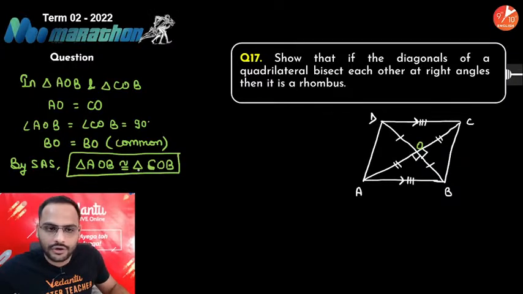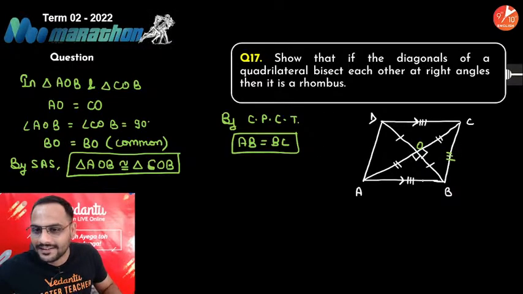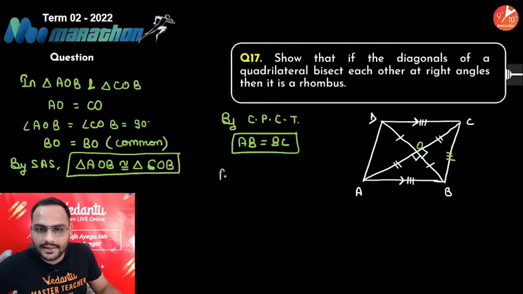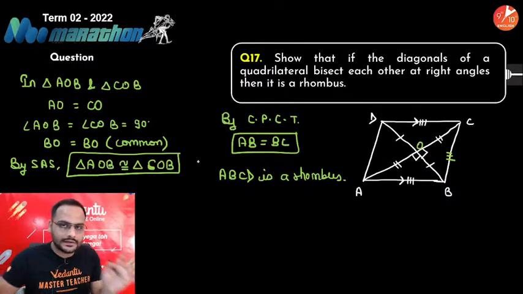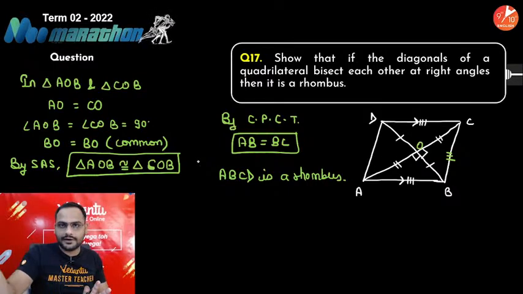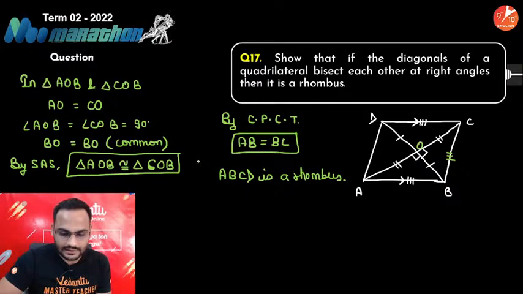And if they are congruent, what I can say? By CPCT, that AB is equal to BC. AB and BC are also equal, right? If AB and BC is equal, one pair of adjacent sides are equal, automatically all will become equal, and I can say ABCD is a rhombus. This whole thing I have taught in detail. Prodigy session, quadrilateral, I have told how do you prove a quadrilateral to be a parallelogram, quadrilateral to be a rhombus, everything I have done. ठीक है? तो उसको देख लेना, it will be very useful for you all.